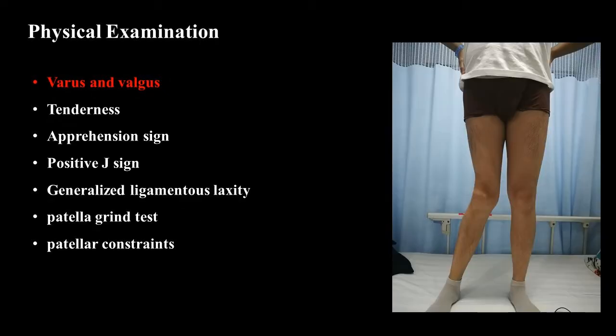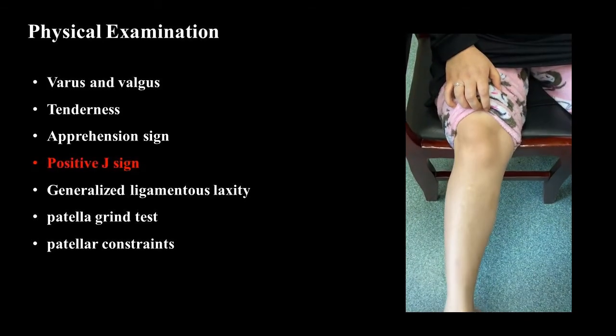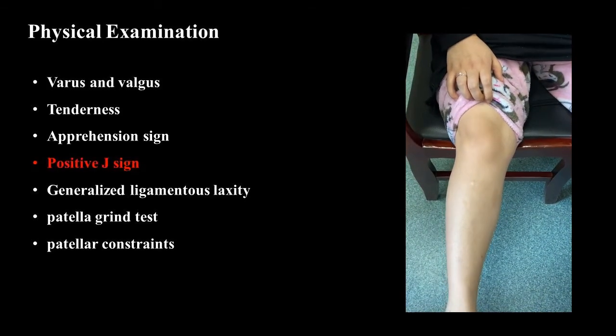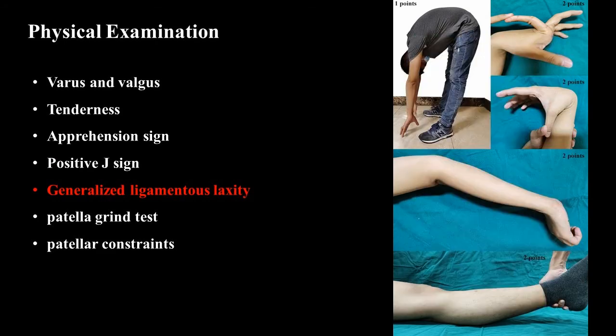The assessment of patients should begin with the evaluation of varus and valgus. A positive J sign indicates the maltracking of the patella. Beighton scores can be calculated to assess generalized ligamentous laxity. Other physical examinations in this picture are easy to conduct.